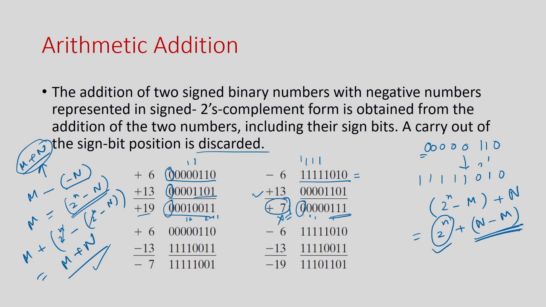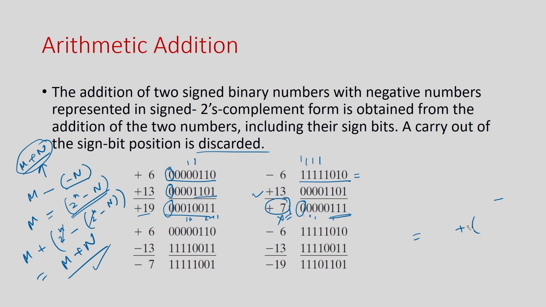So, now let us take 6 minus 13. So, in 6 minus 13, I have to take a 2's complement of n, which you can just do yourself, but this is the 2's complement of this, right. We can just cross check. So, what is happening here? So, you have m plus 2 to the power n minus n, right, because it is negative. So, if you do the addition, this is 2 to the power n plus m minus n, right.